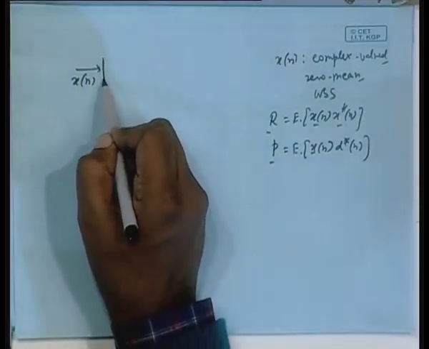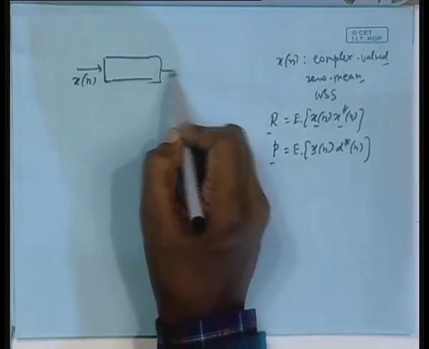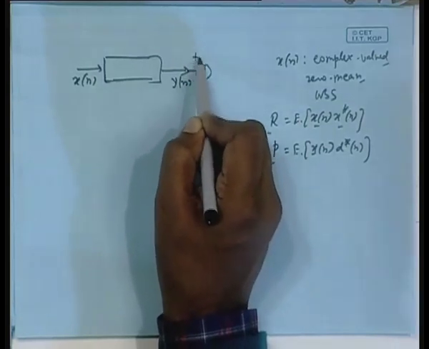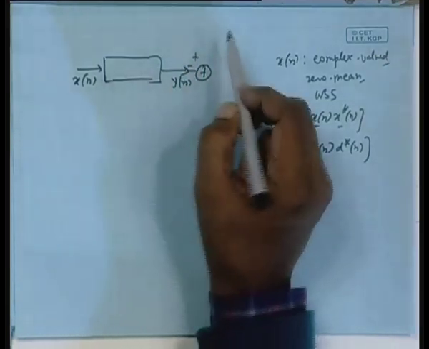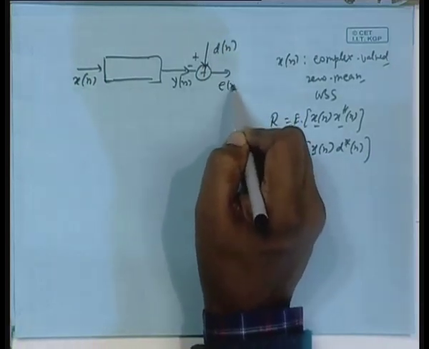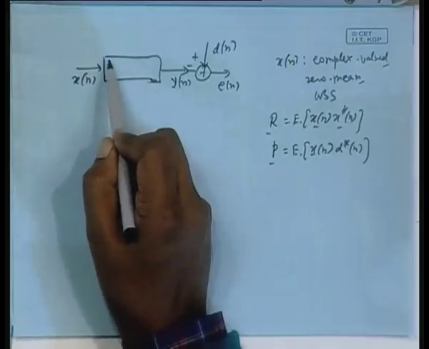Obviously, the filter weights also will be complex valued, yn complex valued, but 0 mean, because it is 0 mean, dn also complex valued, and therefore, en also complex valued, fine. Now, we will introduce some notation.